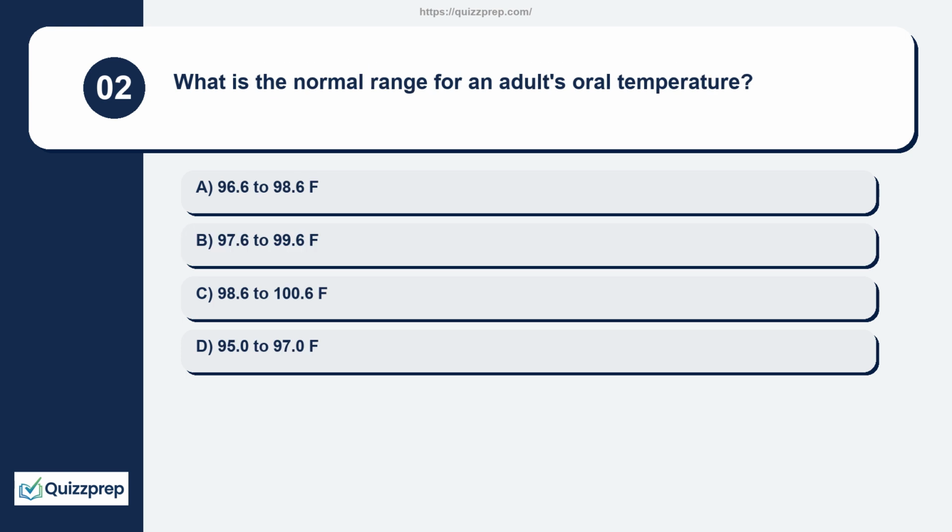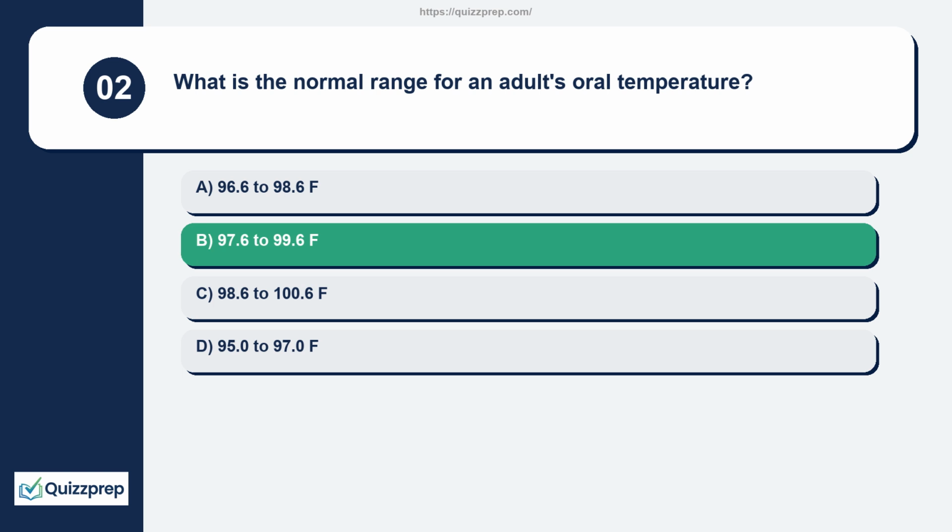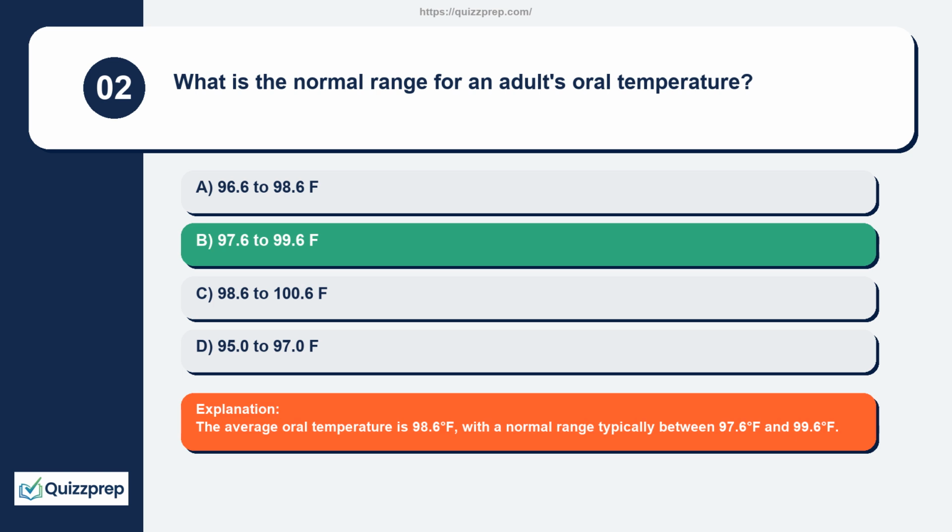Question 2. What is the normal range for an adult's oral temperature? 96.6 to 98.6 F, 97.6 to 99.6 F, 98.6 to 100.6 F, 95.0 to 97.0 F. The average oral temperature is 98.6 degrees Fahrenheit, with a normal range typically between 97.6 degrees Fahrenheit and 99.6 degrees Fahrenheit.